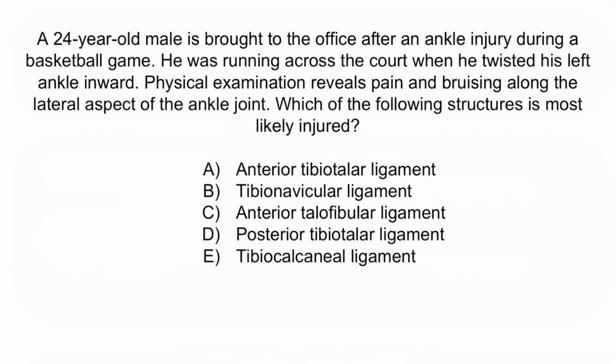Tibiocalcaneal ligament. Hopefully from the question stem you notice that this patient twisted his left ankle inward. In other words, he inverted his left ankle. This, as well as pain along the lateral aspect of the ankle joint, is a classic presentation of an anterior talofibular ligament injury. So the correct answer is C, anterior talofibular ligament. A, B, D, and E are all medial ankle ligaments, which are much less common and would present with pain along the medial aspect of the ankle joint.